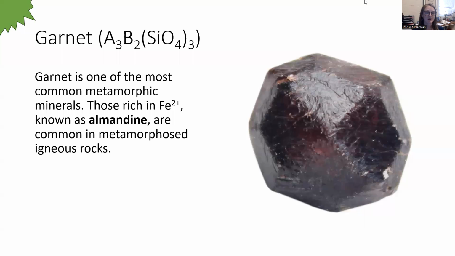The next index mineral we're going to talk about is garnet, and garnet is one of the most common metamorphic minerals. There's also a lot of garnets. So notice in this chemical formula here, you see that A3B2. That's because there's a lot of different elements that can fit into those A and B slots. So those that are rich in iron are known as almandine, and they are super common in metamorphosed igneous rocks.